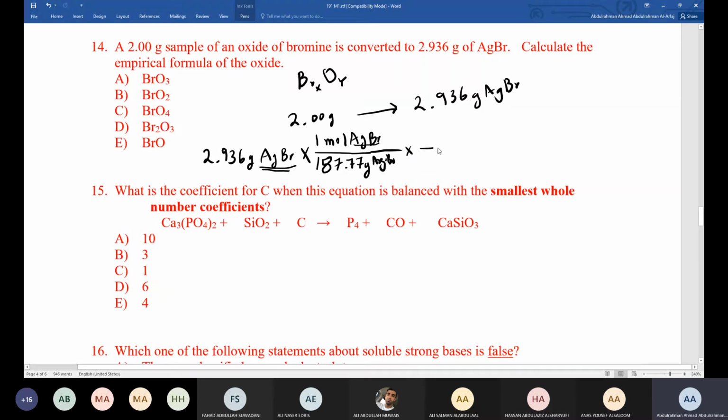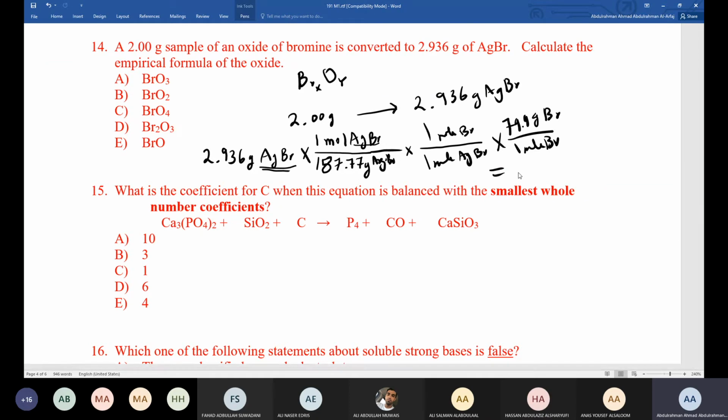Good. Now, in each 1 mole of AgBr, how many moles of Br? 1. Exactly, so it's 1 to 1. What's the mass? 79.9. This way you find the total mass. Go ahead, find the total mass of bromine. 1.249.